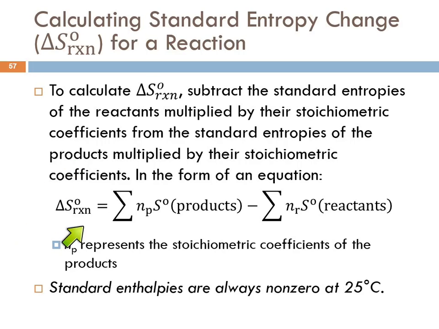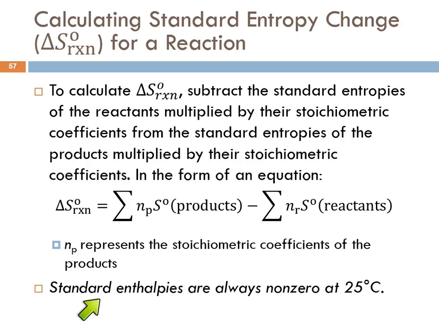So if we look at it in an equation, what we're doing is we're taking the standard entropies of the products, subtracting the standard entropies of the reactants. Now, those are standard molar entropies. So if we have 2 moles of something, we're going to have twice as much entropy. And so that's where the coefficients come in. Those are from the balanced chemical equation. So n_p represents the stoichiometric coefficients for the products, and n_r would be for the reactants.